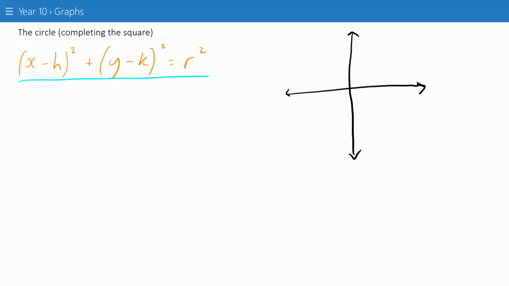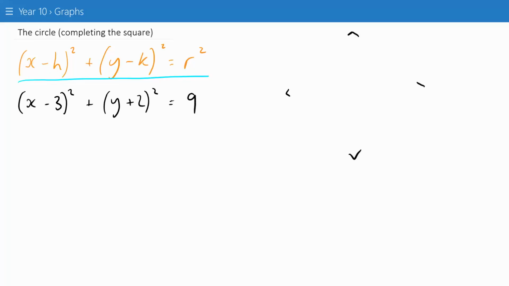Now, it's also called the circle completing the square, because we're going to have to look at a new method called completing the square to help us solve these, okay? But let's just start with this circle. X minus 3 squared plus y plus 2 squared equals 9, okay?